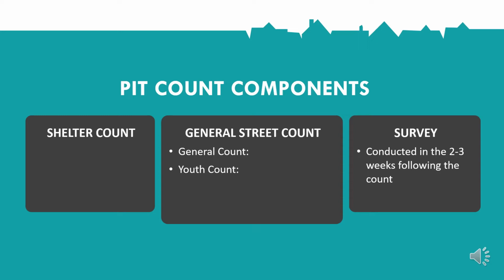The shelter count collects information on the number of people staying in shelter programs across the county. The youth count focuses on counting unaccompanied young people under the age of 25 and is typically done around 3 p.m. to 7 p.m. This is not available for general community participation at this time.